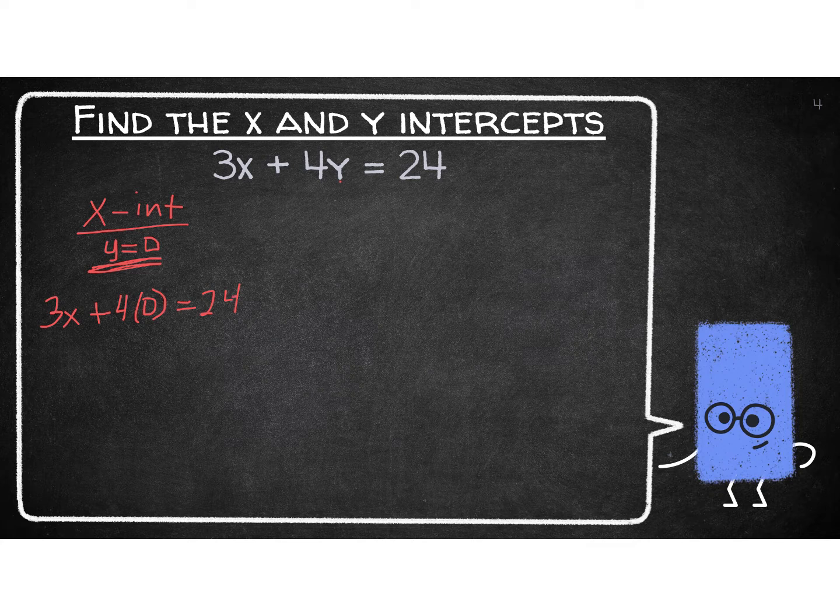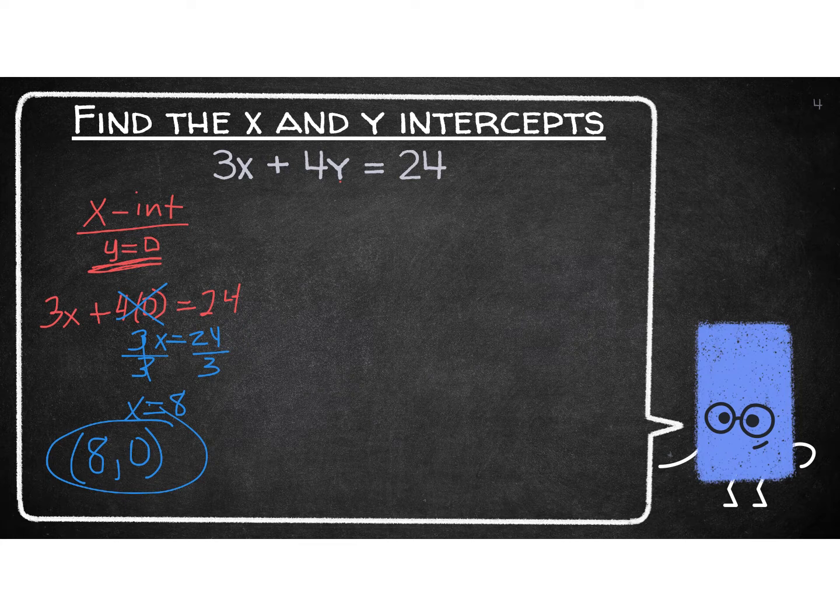So this part right here is going to end up canceling out because it's 0. 0 times any number is 0. So we really just have 3x equals 24. So we divide by the 3, and x equals 8. So my x-intercept is 8, 0. And then I could graph that point if I was trying to graph it.